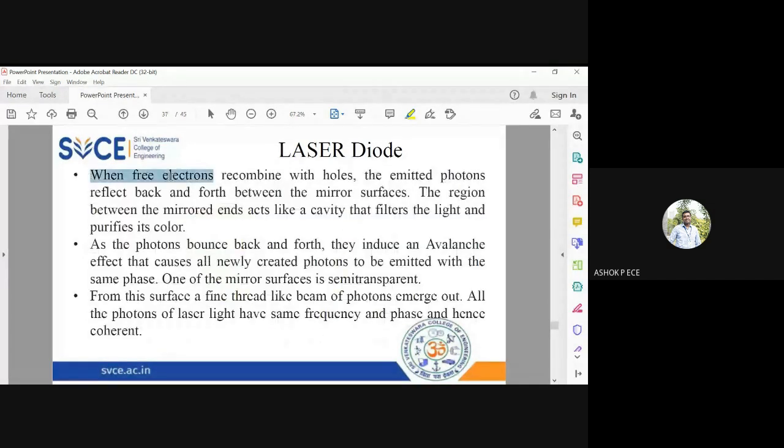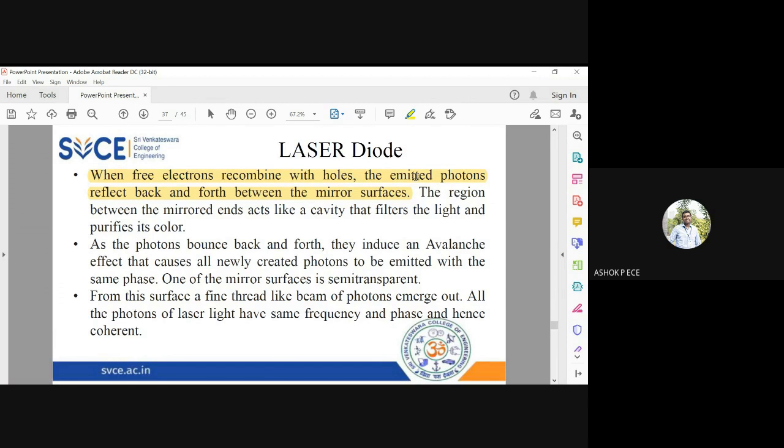When the free electrons recombine with holes, photons are emitted. This operation you know, and these photons will reflect back and forth between the mirrors. There is no way for the photons to come out because both ends have mirrors, and when light falls on a mirror it gets reflected, right? So these photons will travel through the entire device and get reflected between the two mirrors back and forth. This region between the mirrored ends acts like a cavity. It filters the light and purifies its color.